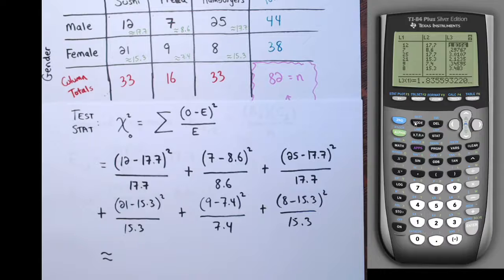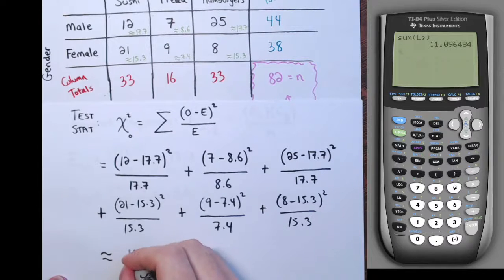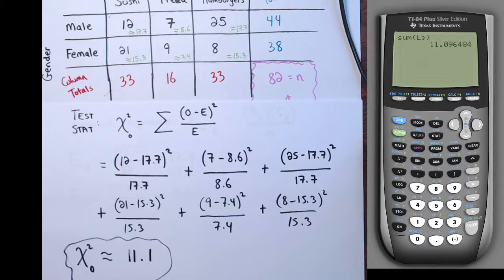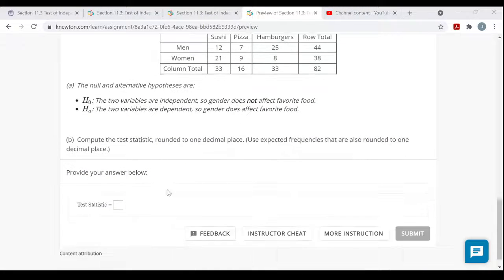So let's get out of here and find the sum of the values in a list. That was above the stat button. You go to list, over to math, and I want to find the sum of the values in list L3. And it's 11.096, which would round to 11.1. So there's the test statistic, the way they wanted us to find it. All right, so back here I'm going to enter 11.1.